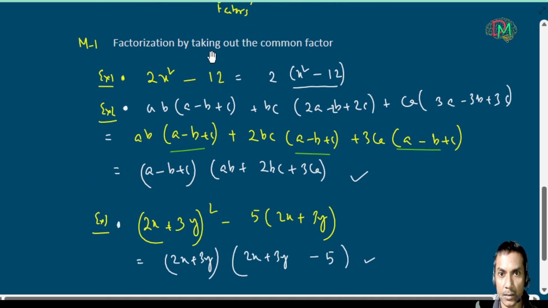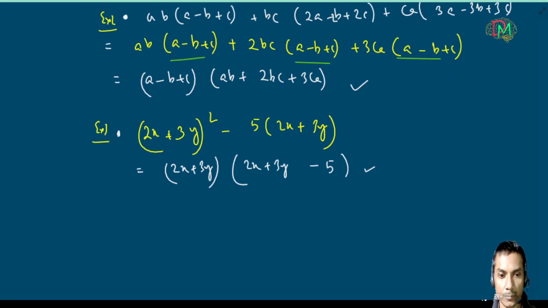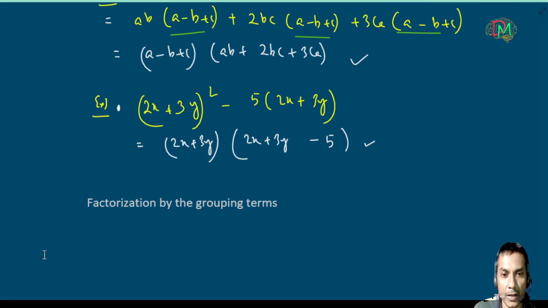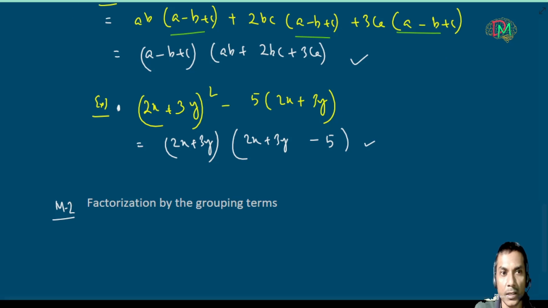Next we learn the factorization by taking out the common factor. Okay, next we learn method 2, factorization by grouping terms.